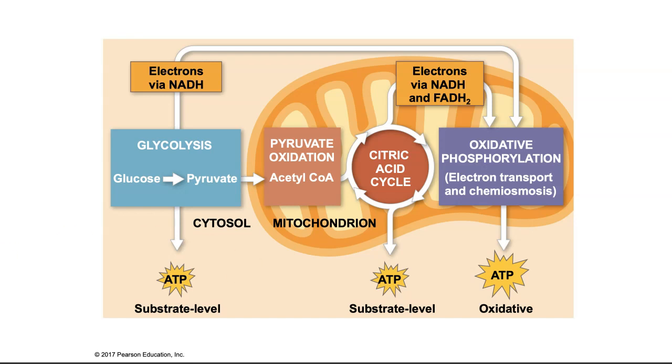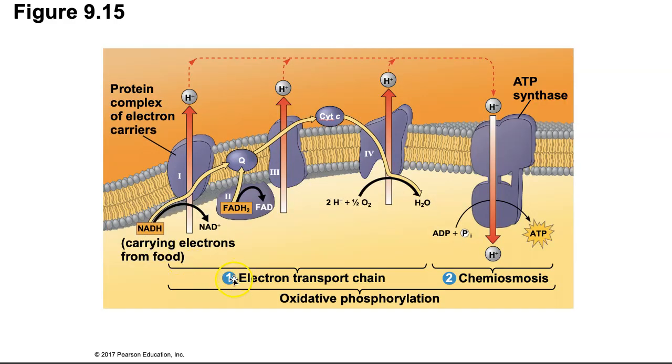It's really important to understand in oxidative phosphorylation that there's these two components: the electron transport chain, which doesn't use any energy, but it creates this proton motive force, and then the chemiosmosis, which uses that proton motive force to drive the production of ATP. Again, no energy is used here, and we're making ATP. This whole thing is oxidative phosphorylation.